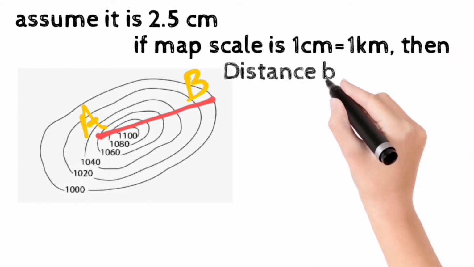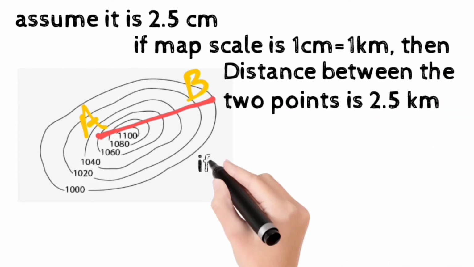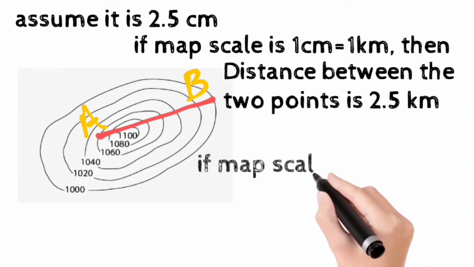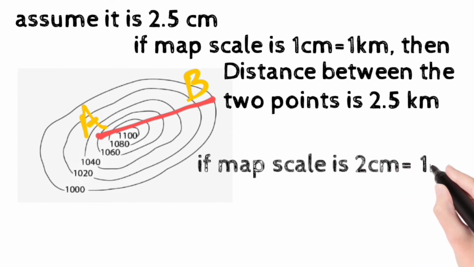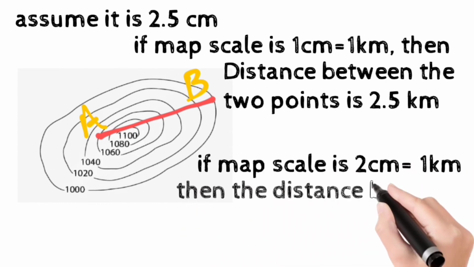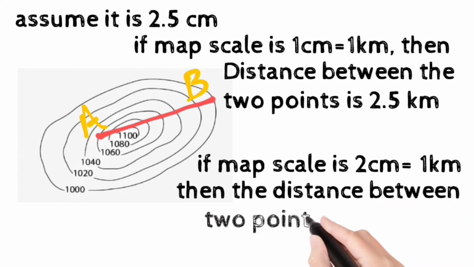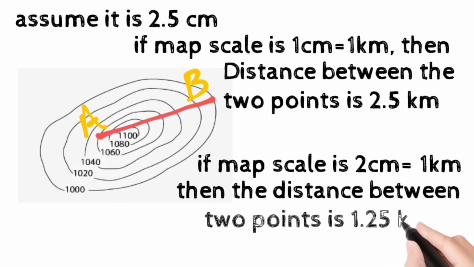But if the map scale is 2 cm equal to 1 km, which means 2 cm on the map is representing 1 km on the ground, then in that scenario, 2.5 cm of the map can be regarded as 1.25 km on the ground.